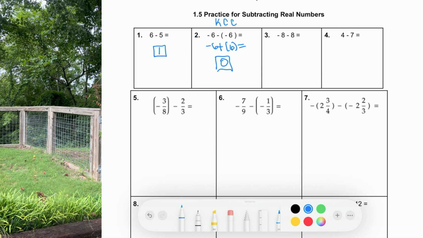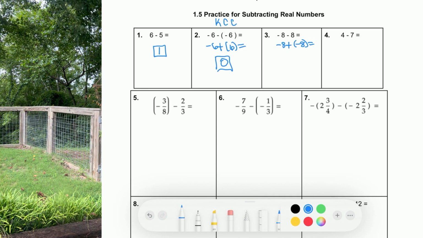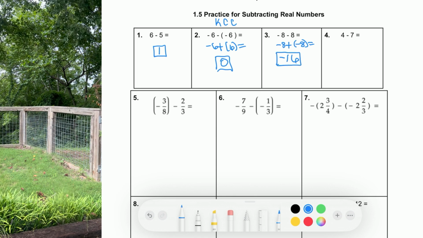Let's look at the next one. We have negative 8 minus 8. Keep it, change it, and change it. This is different than number 2, so make sure you notice the difference between the two of them. Don't get them confused. All right, so now we have two numbers with the same symbol. So we're going to add them and keep the sign. So 8 plus 8 is 16. Keep the negative sign. So that is negative 16.